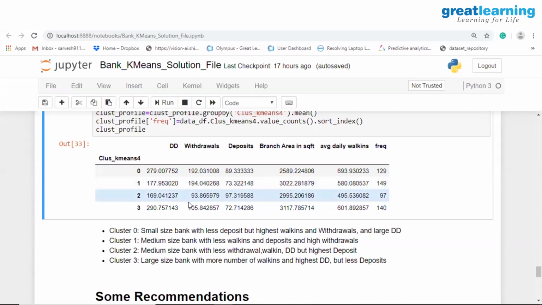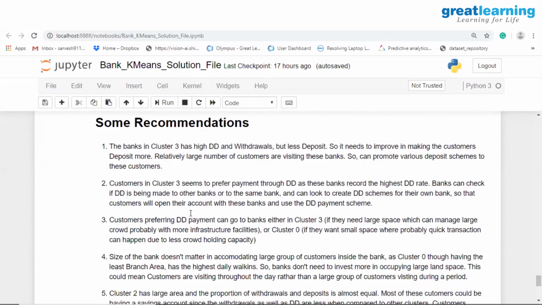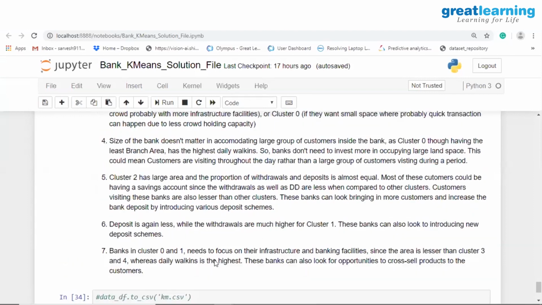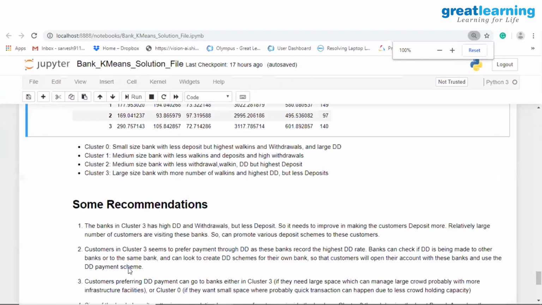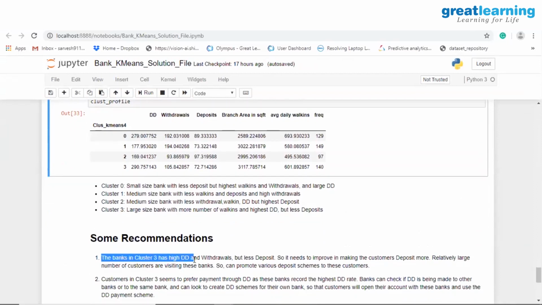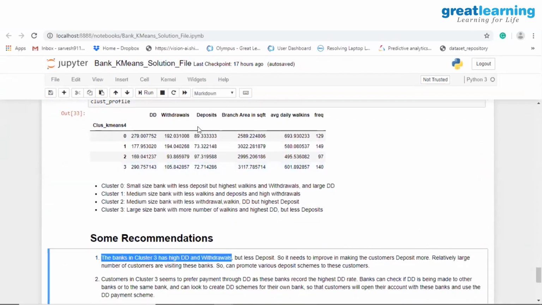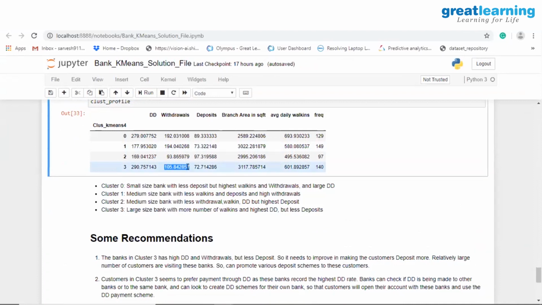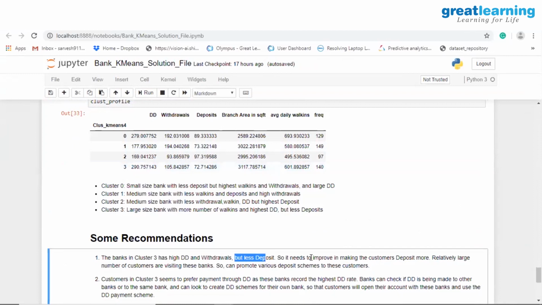Let me just open the recommendations directly instead of my own assumptions. So the banks in cluster 3 have higher DD and withdrawals. Withdrawal is very large, and DD is also very large in number, but with very little deposit. So it needs to improve in making customers deposit more. A relatively large number of customers are visiting the banks, so improve the various deposit schemes for these customers.